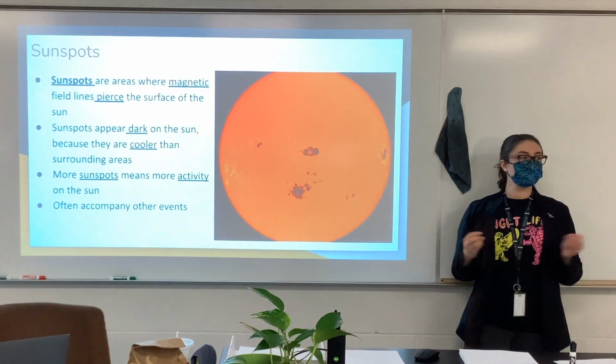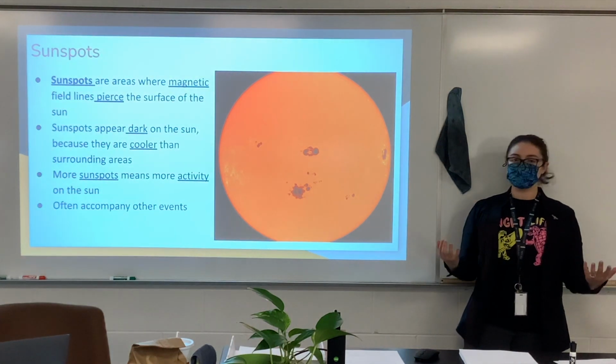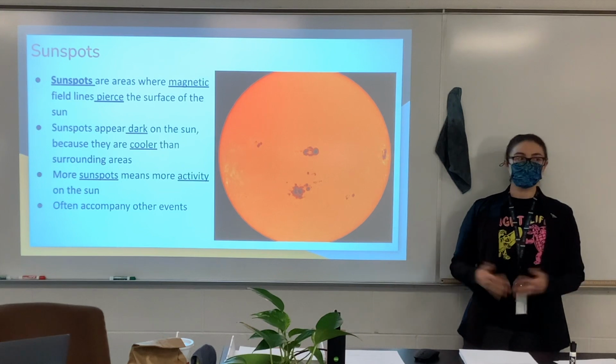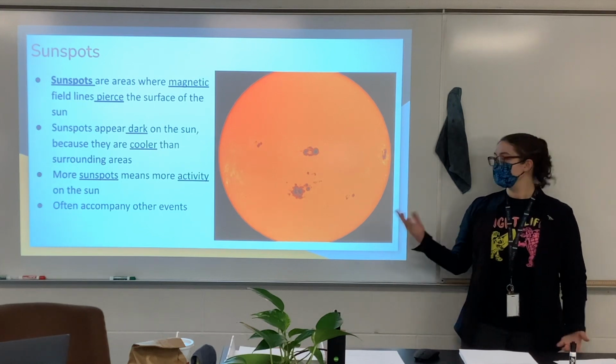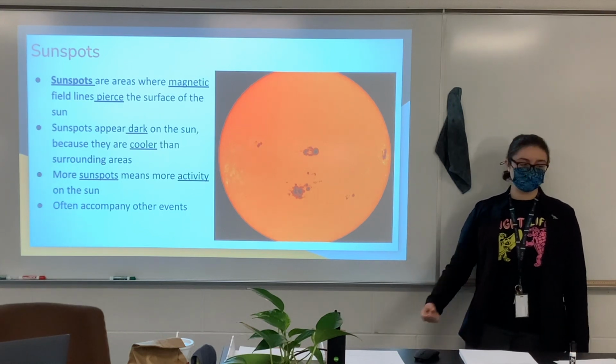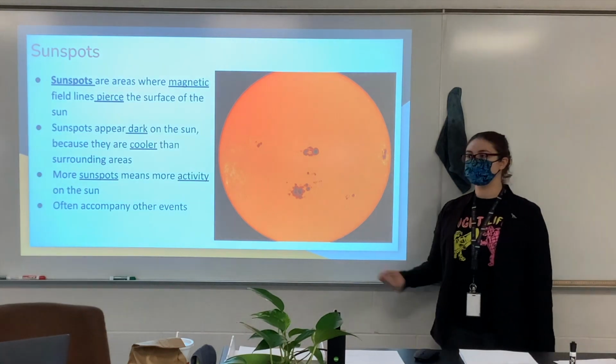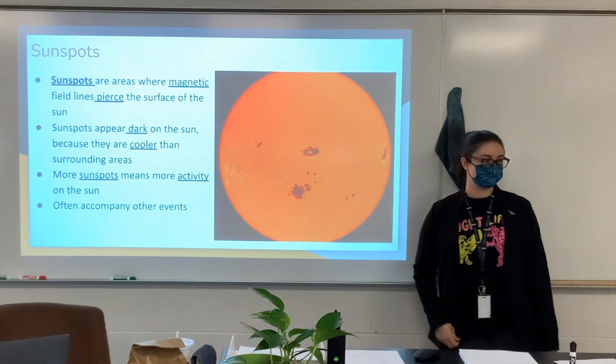And they are one of the most basic things you can do to look at how active the sun is. More sunspots, the sun's more active. Fewer sunspots, the sun's less active. And that's because sunspots are almost always accompanied by other types of solar activity.